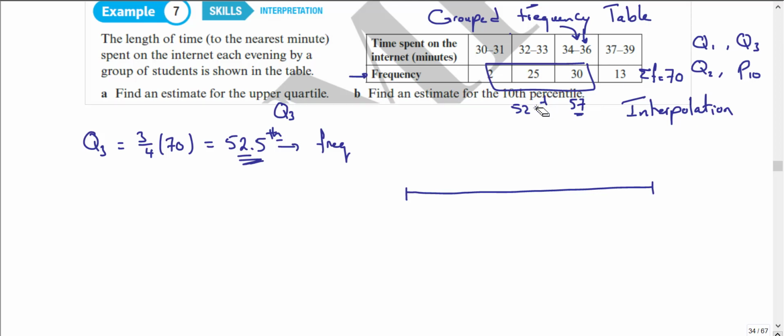Now that we know which class or which group we will be using, this is important. Now that we know it's this group that we will be using, write the class boundaries. What are the class boundaries? Remember the class boundaries? We have a gap here. So the class boundaries for the 34 to 36 group would be 33.5 and 36.5. This is the group we are dealing with. You understand now? You understand why this is the group you are dealing with?